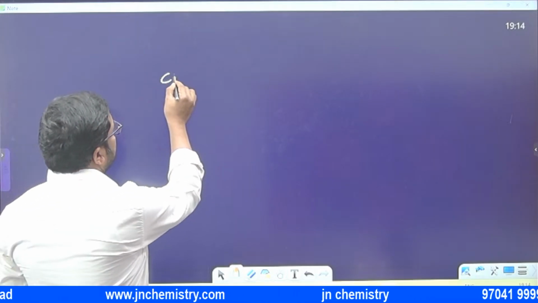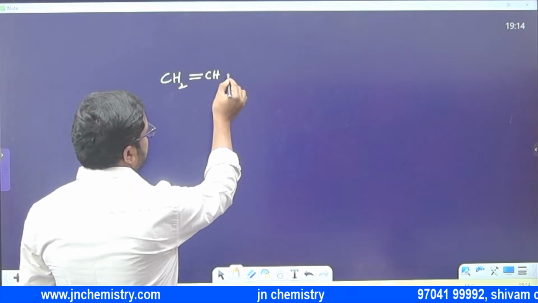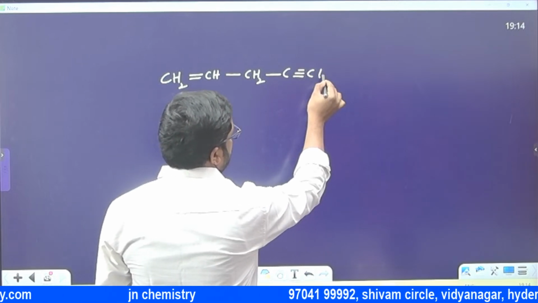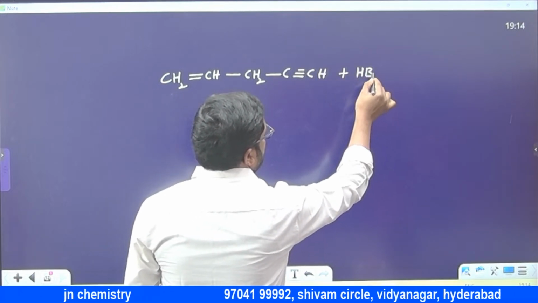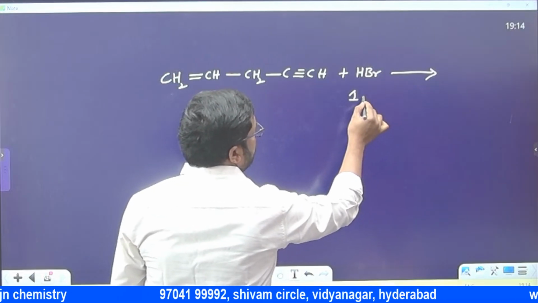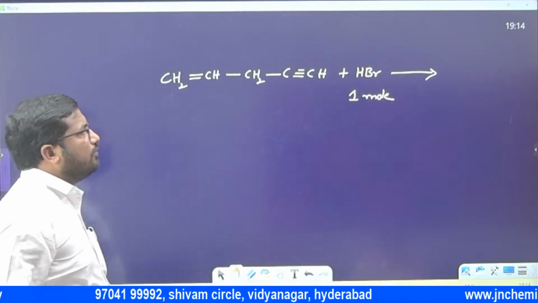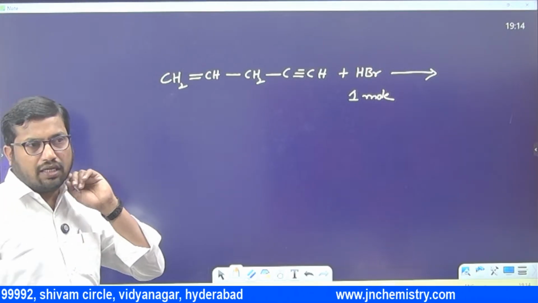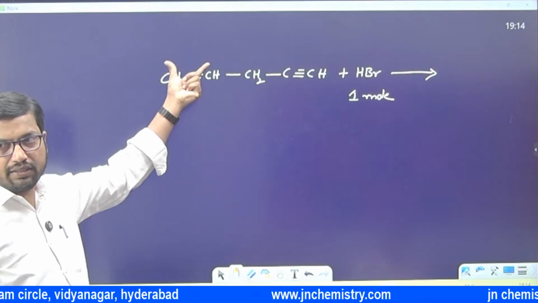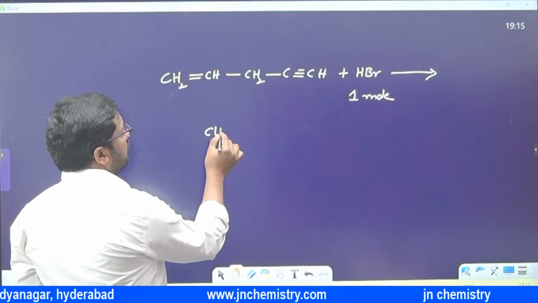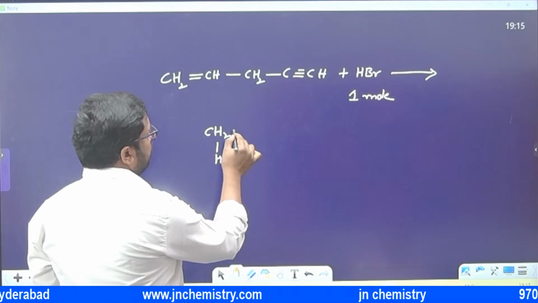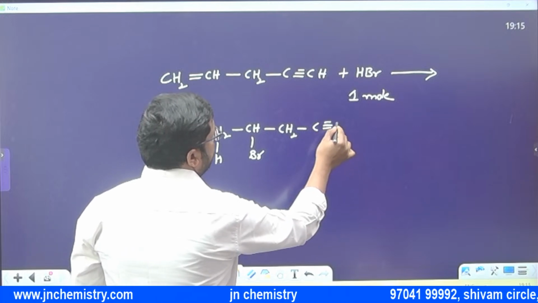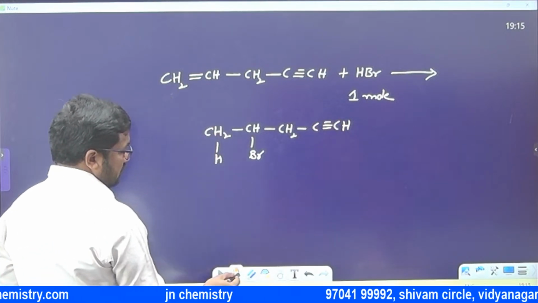Next, this is important. HBr 1 mole. Only 1 mole is given. So where does it attack? Alkene or alkyne? Alkene, because I told you alkenes are more reactive than alkynes. So CH2, H, CH, Br, CH2, C triple bond, H. Write it down.